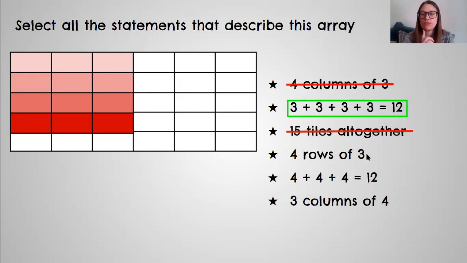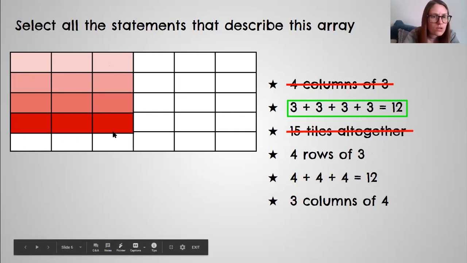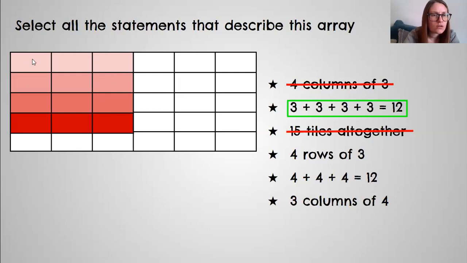How about this one? 4 rows of 3. Let's see, rows go side to side, so that should be pretty easy to figure out. So there's 1, 2, 3, 4. So that's 4 rows, that part's right. And is there 3 in each row? 1, 2, 3, 1, 2, 3, 1, 2, 3, 1, 2, 3. Yeah, so that one's also correct.